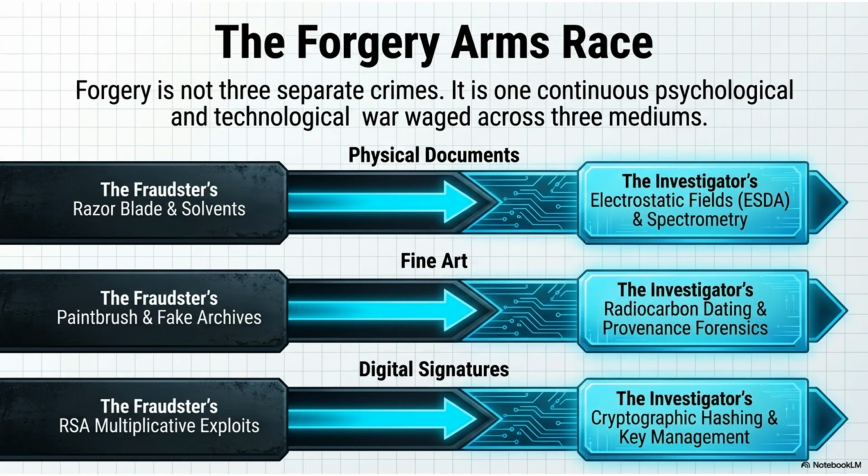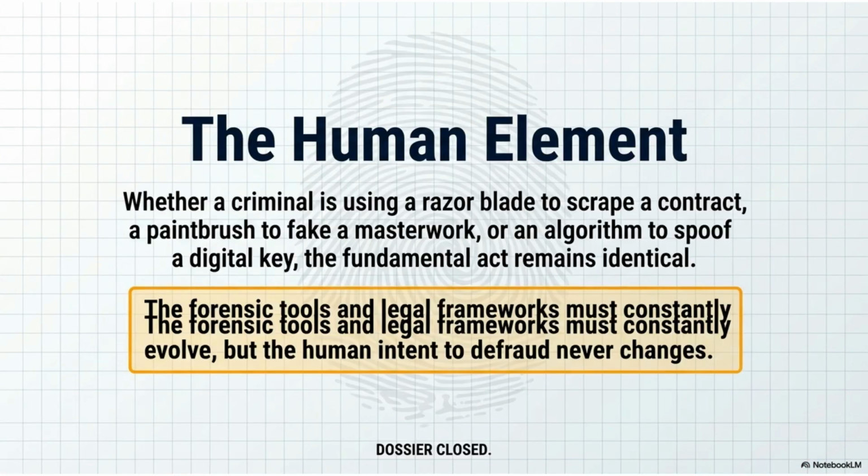The forgery arms race demonstrates the continuous conflict between the fraudster's methods and the investigator's countermeasures across all three mediums: physical documents, fine art, and digital signatures. Whether using a razor blade, a paintbrush, or an algorithm, the fundamental act of forgery remains the same: the human intent to defraud. Forensic tools and legal frameworks must constantly evolve to keep pace.